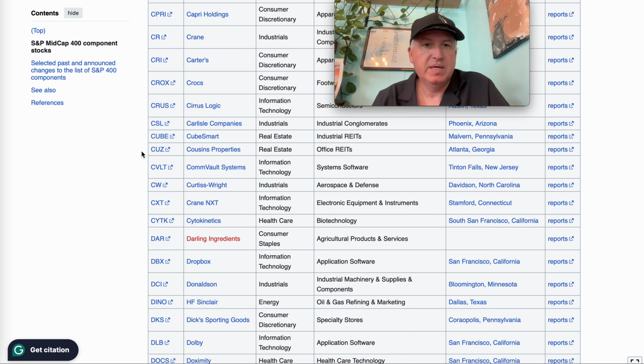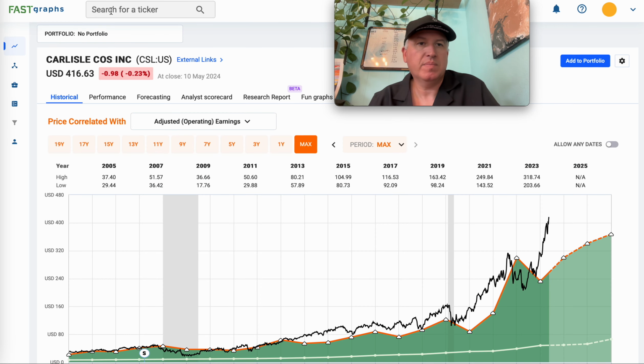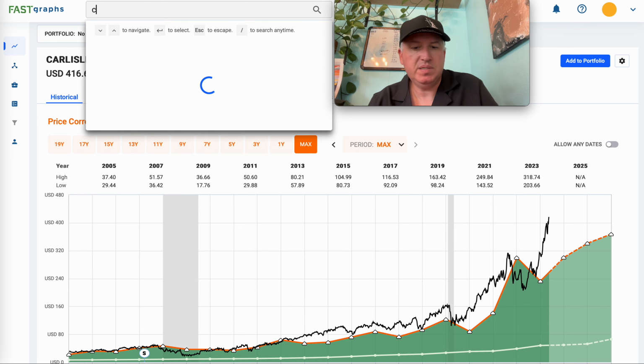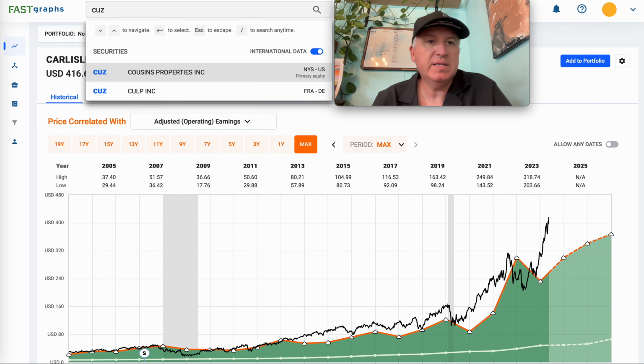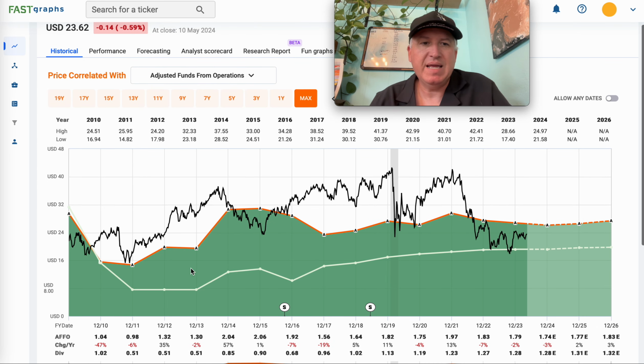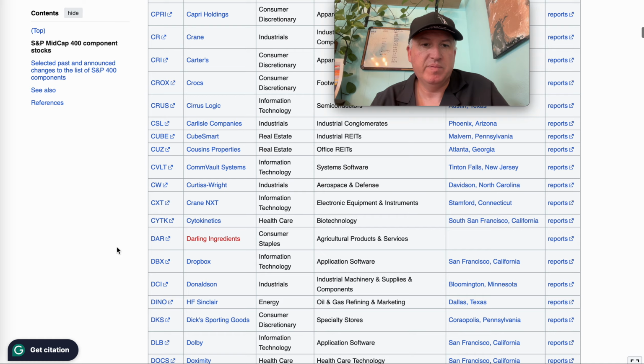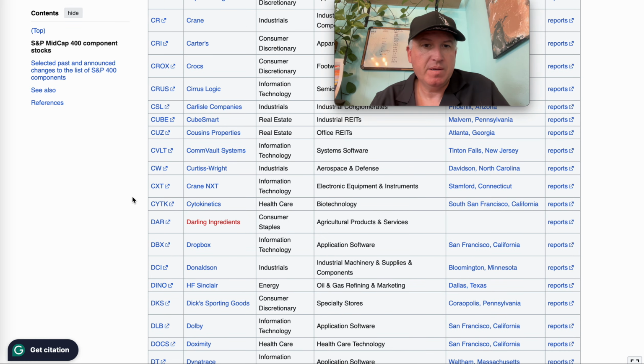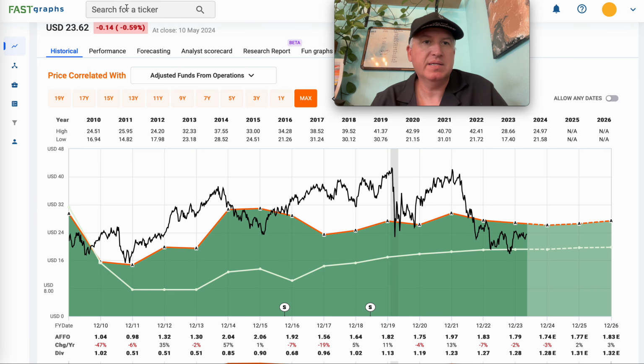And then CUZ, another REIT. See what kind of history we have here. So again, this history just is not high enough quality for me. For a REIT, I want to see a good, solid uptrend for most of the time. Let's see. Commvault, CV. We're almost to the end.